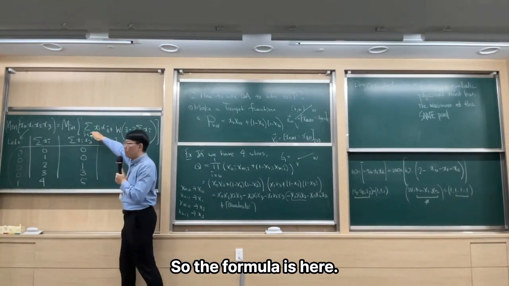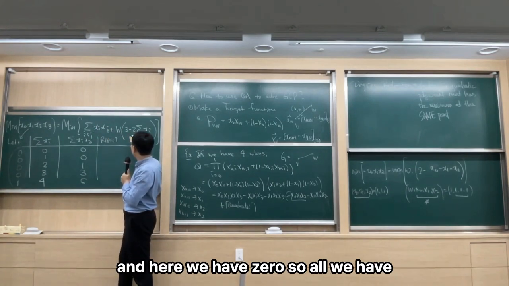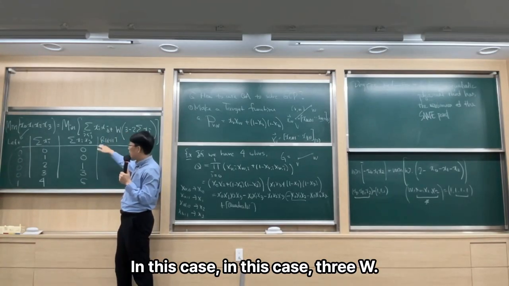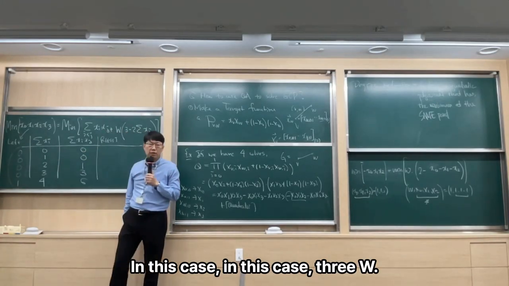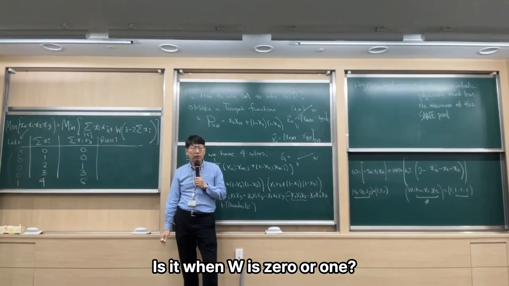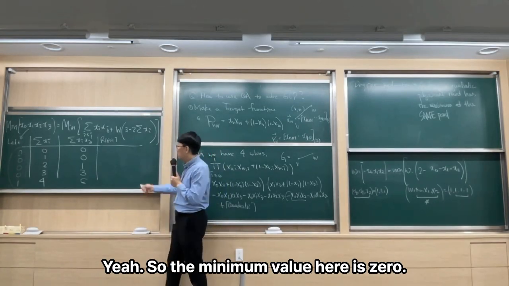So the formula is here. The first term is 0, and here we have 0. So all we have is 3W, right? In this case, 3W. When does it become minimum? Is it when W is 0 or 1? 3W is minimum when W is 0, right? So the minimum value is 0.